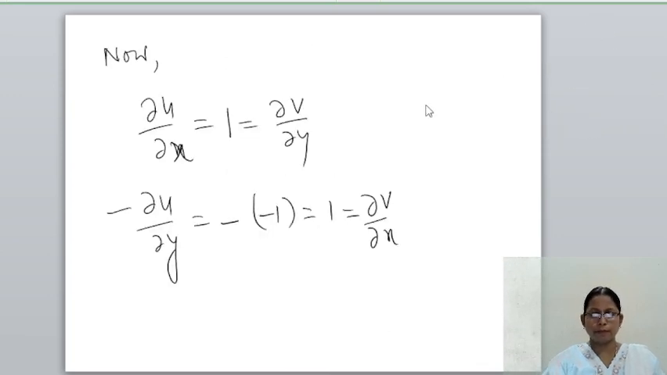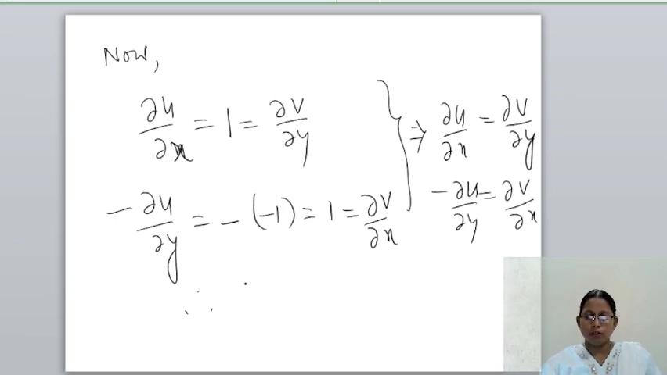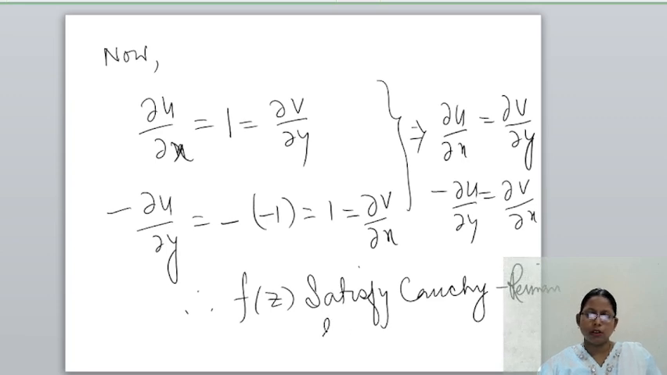So from these two equations we get del u by del x equal to del v by del y, and minus del u by del y equal to del v by del x. That means the equations are satisfied. Therefore, f(z) satisfies the Cauchy-Riemann equation at the origin.